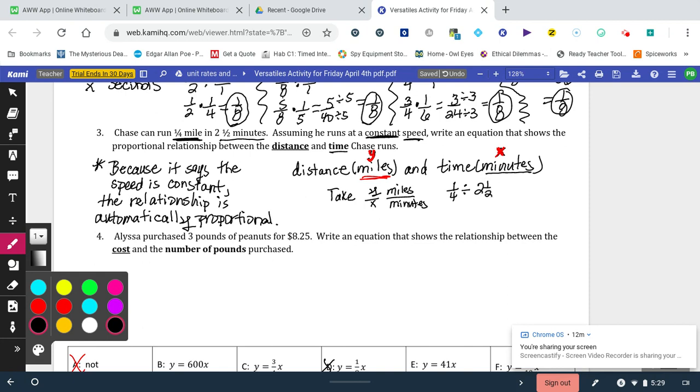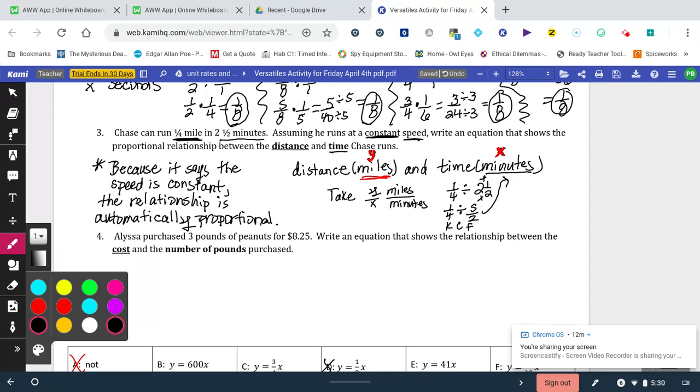Well, what I'm going to do is change this to an improper fraction. So that's 1/4 divided by 2 times 2 is 4. 4 plus 1 is 5. Divided by 5/2. I'm going to keep, change, and flip. In other words, I'm going to multiply by the reciprocal.